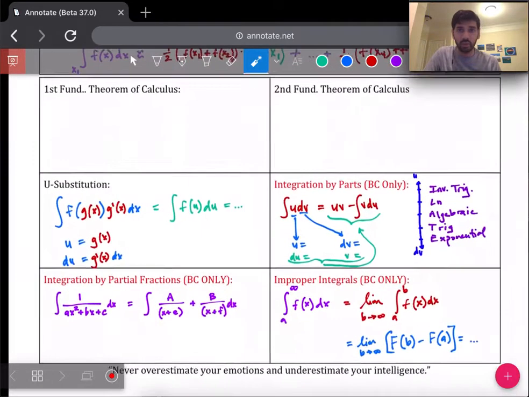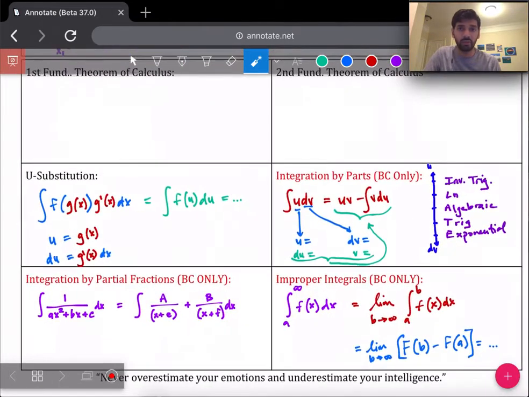In this unit, we also talk about the different methods of integrating, other than just basic integration of the reverse power rule. We do have U substitution, and then integration by parts as well. So these three topics here, I've written BC only. So right now, if you're taking the AB test, you don't have to worry about these three. Just focus on reviewing U substitution.